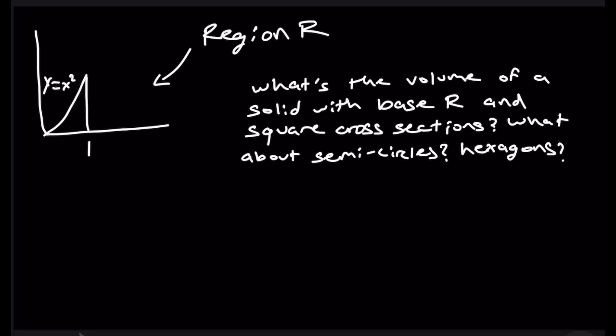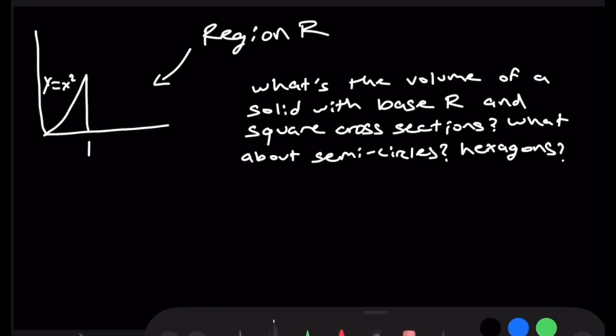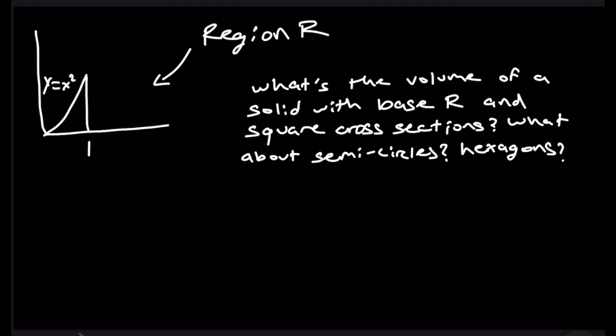Alright, today let's do some applications of integrals. So the first one we're going to do is a cross-sections problem. We have a region R, which is the region in between the function y equals x squared and the x-axis up till x equals 1. So this will be R. And so the question is, what's the volume of a solid with a base R and square cross-sections?